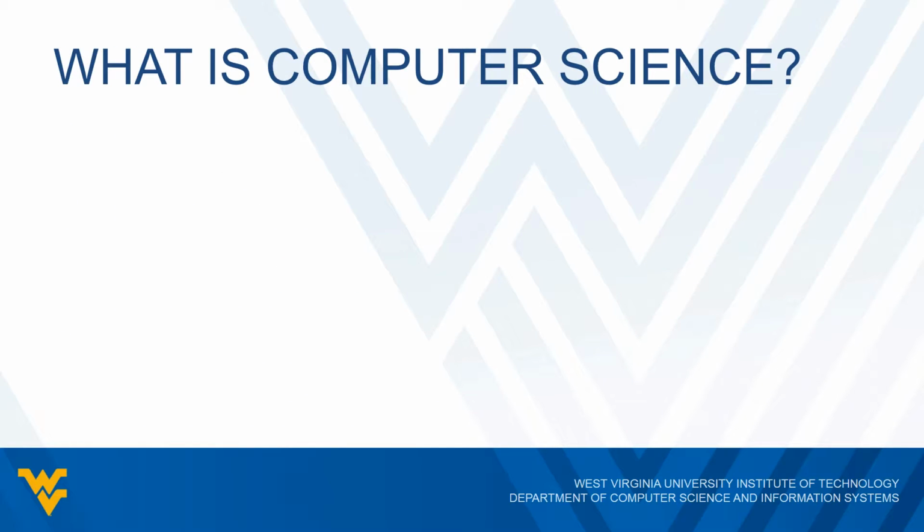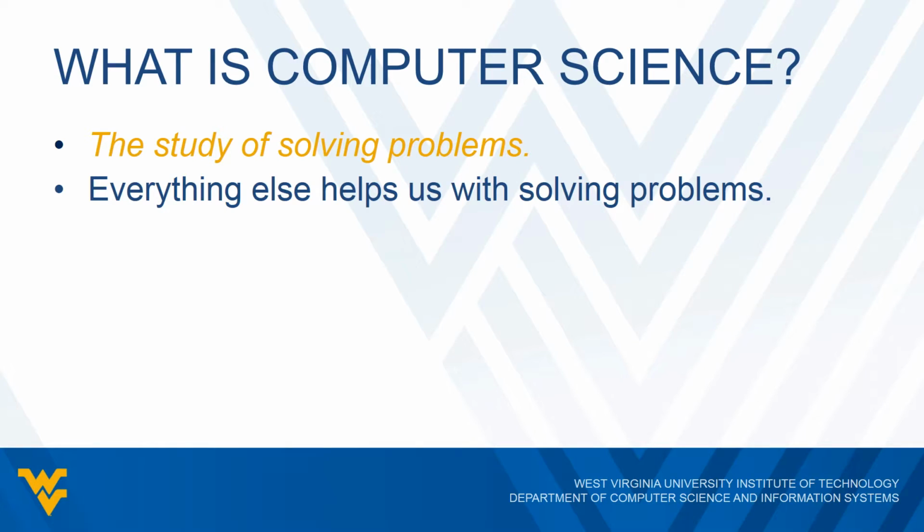So you're probably now asking, what is computer science if it isn't about computers or writing programs or using programs? Well, computer science is simply the study of solving problems. That's it. I guess you could say it's problem-solving science, although that's not really the technical term. Really, computer science is about the study of solving different types of problems. All these other aspects that we talked about help us with solving problems.